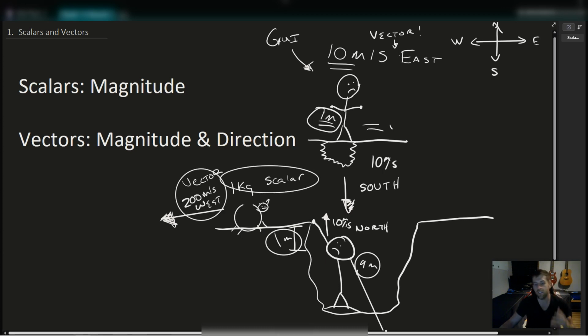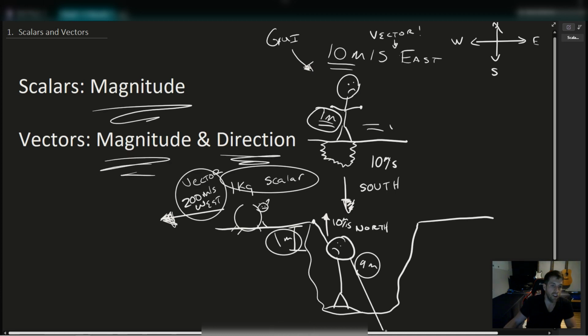So that's our introduction to scalars and vectors. Scalars have magnitude. Vectors, you need to have a magnitude and you have to have a direction.